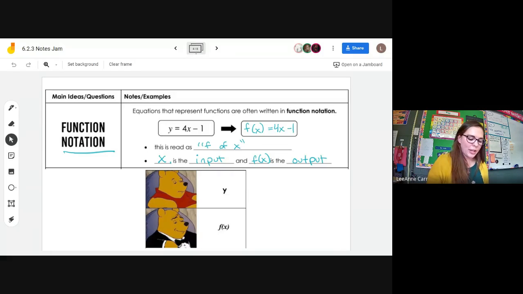So again, we are just rewriting the same exact thing. The only thing I've changed here is that I've changed my y to an f of x. And I say f of x. That's how we say it. F is the name of your function. So again, I could change the name. I could change it to a G. I could change it to an H. This doesn't matter, really. It's just the name.